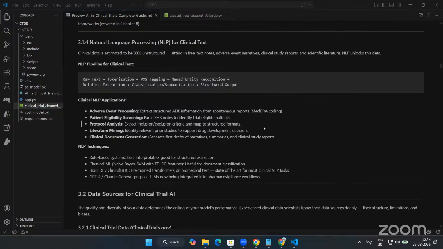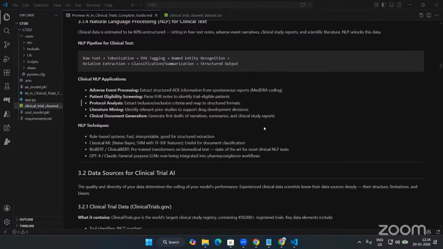So the NLP pipeline for clinical text: raw text goes through tokenization, part of speech (POS) tagging, named entity recognition, then relation extraction, then classification, summarization, and then structured output. So the clinical text is considered as raw text. When the text is split into pieces, it is called tokenization.